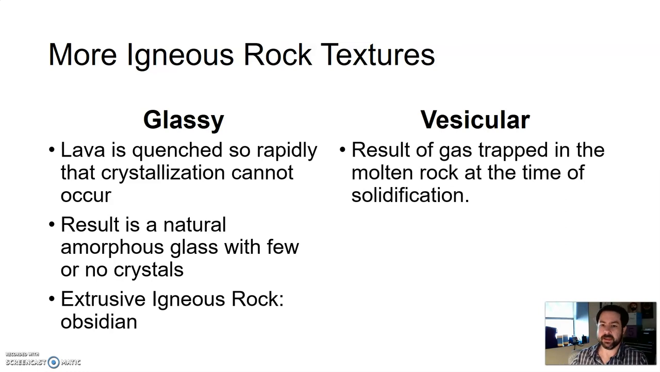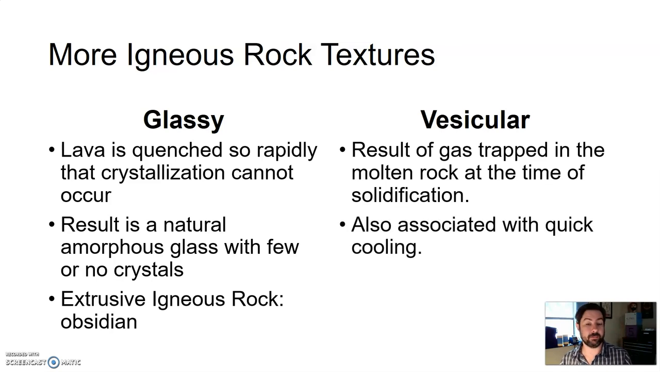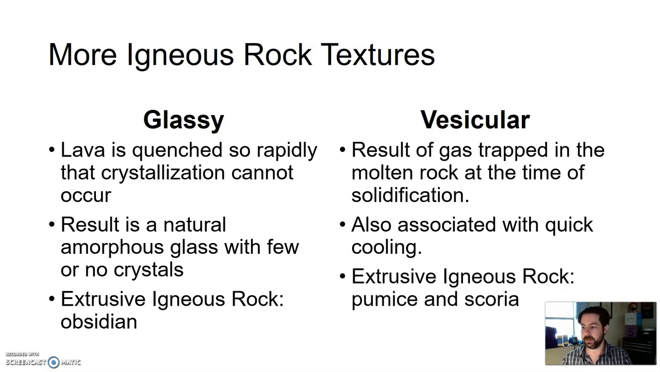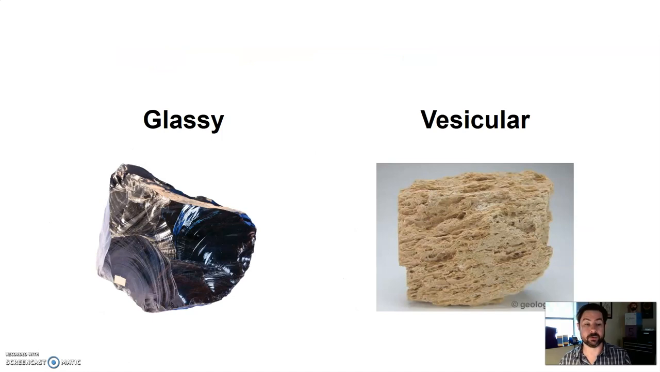And then vesicular. It gives an igneous rock that looks like it has air bubbles in it, vesicles. So it's the result of trapped gas in the molten rock at the time of solidification. So a lot of times this material extrudes from a volcano, whether it flows out or it's blown out. It has a lot of trapped gas, and this material cools very quickly once it's exposed to the air, so you see these trapped air bubbles in there. Some examples of an extrusive igneous rock that has a vesicular texture are pumice and scoria.